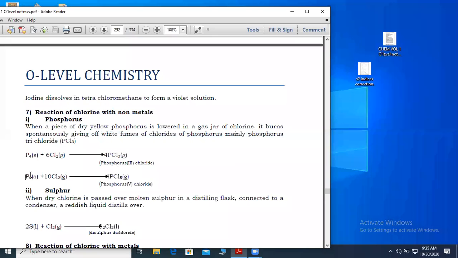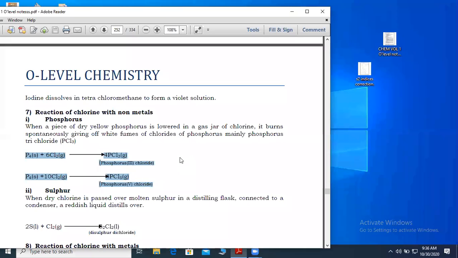Then phosphorus plus chlorine forming phosphorus pentachloride. In some books, you are going to find when they write one atom of phosphorus, P in solid, plus chlorine forming phosphorus trichloride, it is still the same thing. When they write P or they write P4, they are the same things. So take note, when chlorine reacts with phosphorus, these are the two reactions that occur. You form phosphorus trichloride and phosphorus pentachloride.